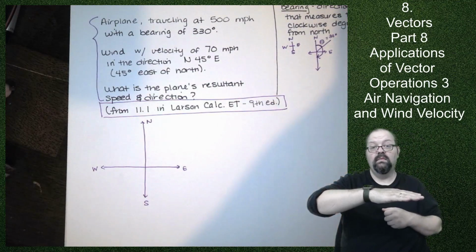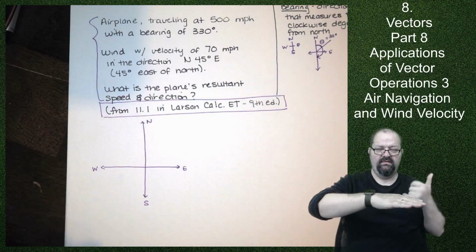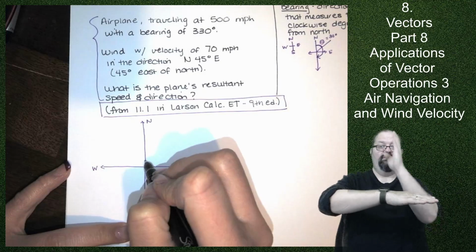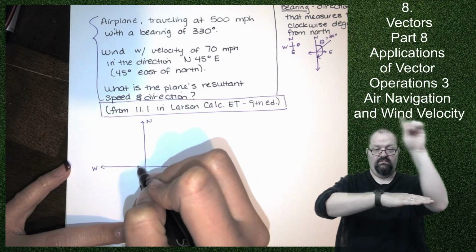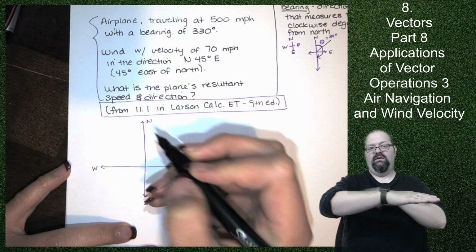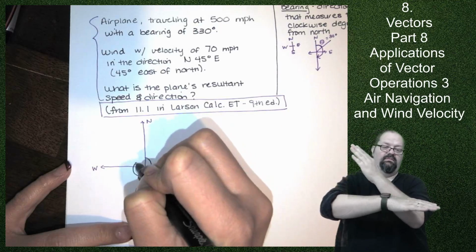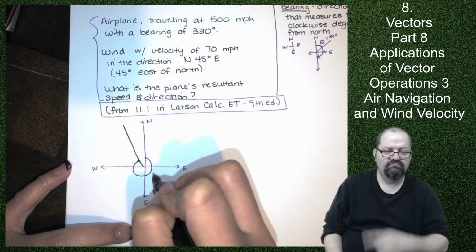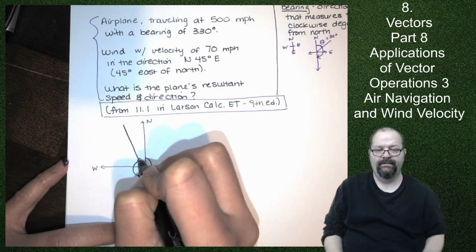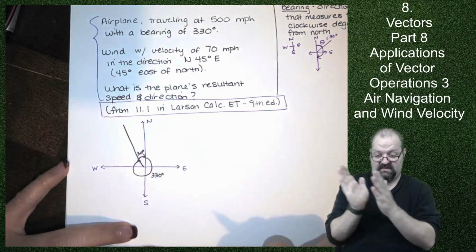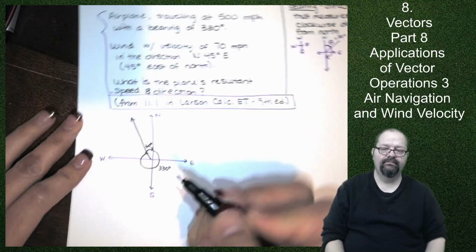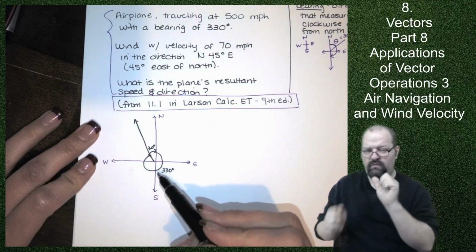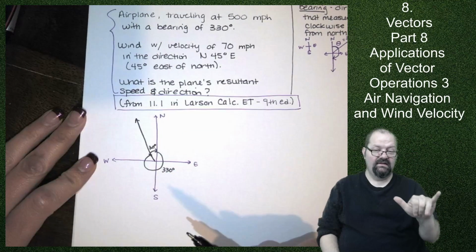The bearing being 330 degrees means we start up here, that's 0 degrees, and then we go 90, 180, 270, 360 would be all the way back here, but we only go to 330. So it looks like this. That's 330 degrees. And of course, that means that angle is 30 degrees. And so our airplane is on this vector. It's traveling with a velocity of 500 miles per hour at this bearing, so at that angle.